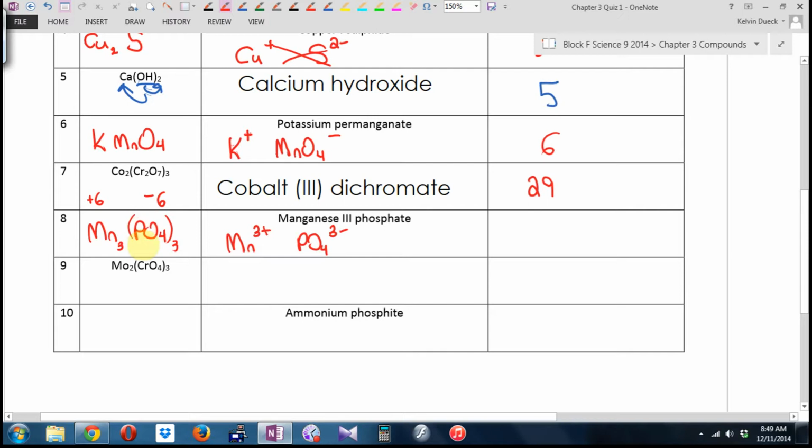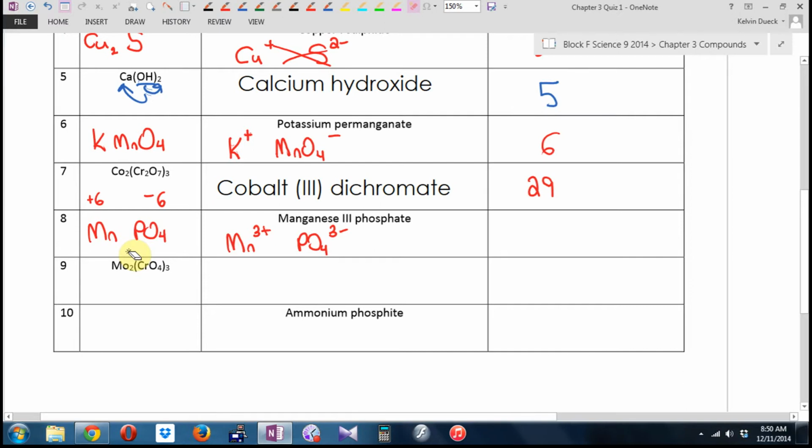Why is that wrong? It works for the crisscross, Mr. Dueck. Well, it's not just crisscross. It's crisscross and then do what? Lowest terms. So 3 and 3 in lowest terms is actually 1 and 1, MnPO4. So if you got 3s there, sorry, you lose each half mark for that.